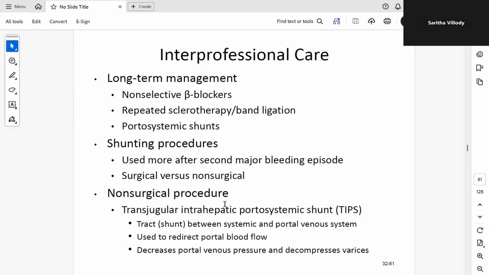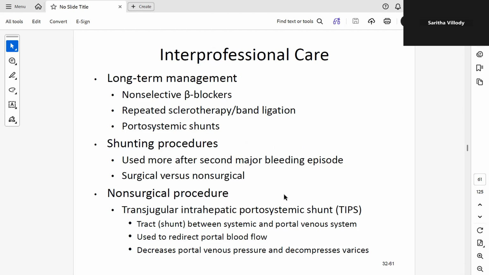So long-term management, again, beta blockers, sclerotherapy, or ligation of those varices, that's really, really important. And as nurses, it's important to watch also. Sometimes patients would have severe vomiting and they throw up the band. So make sure you watch for that too, and any bleeding episodes.